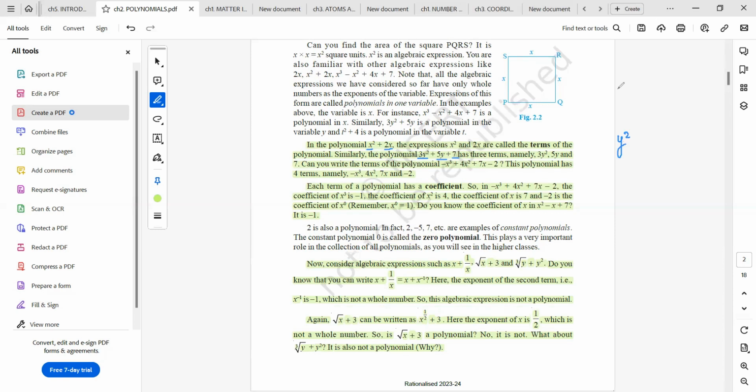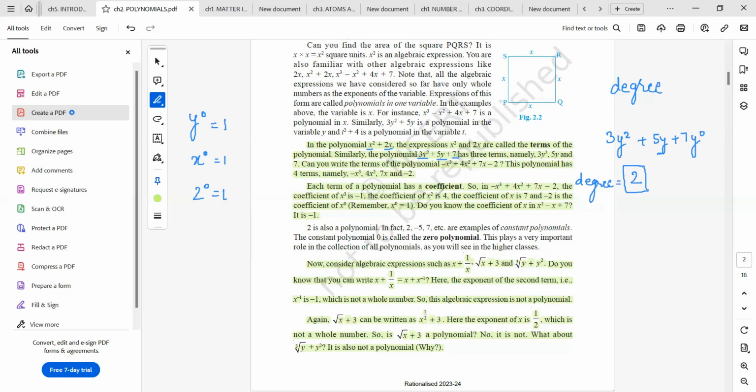The degree is also the power. Like if you have 3y squared plus 5y plus 7, in the first term we have the variable with power 2. In the second term, the variable with power 1. And in the last term, the variable with power 0, because anything with power 0 is 1. X to the power 0 is 1. Anything which gets the power 0 becomes 1. So what is the highest power? The highest power of the variable y is 2. So the degree of this equation is 2. So what is the degree? Degree is the highest power.